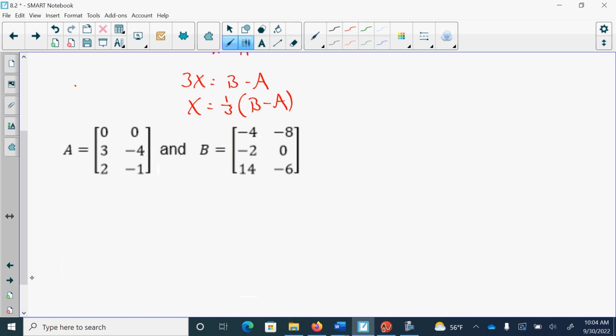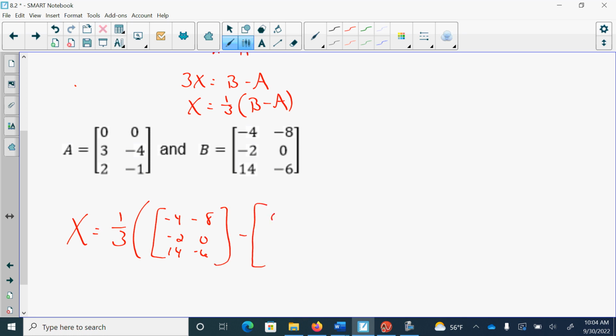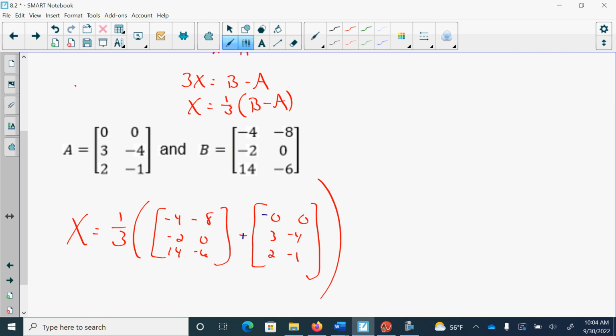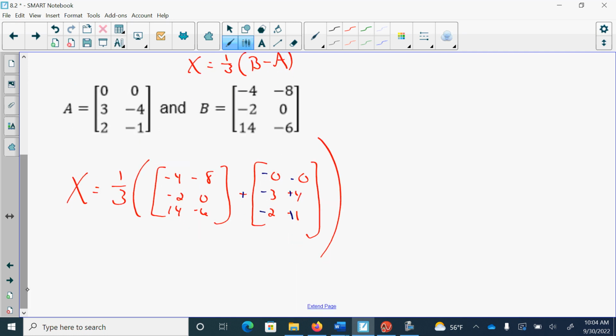Okay. So here I'm going to say the matrix X is equal to 1/3, and then I have B, so I'm going to write that matrix C. And then subtract A. Now, I kind of like making this a plus and then flipping the sign to a negative. Well, I wouldn't really do it to 0, but I did just to show you what I was doing. Because it's 6 times I have to remember to subtract. Does that make sense? And I might forget.